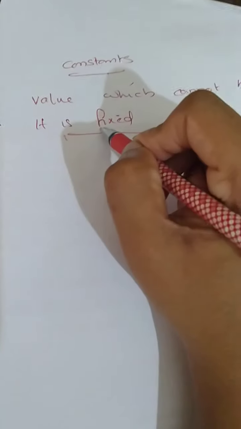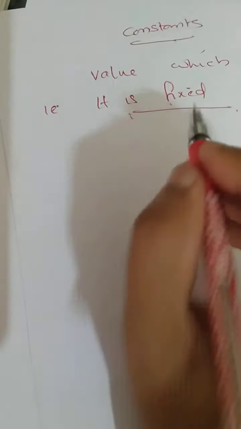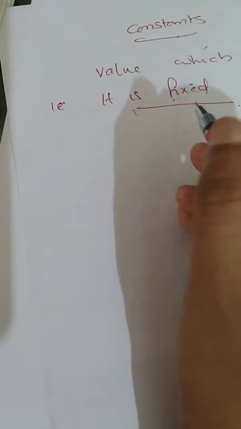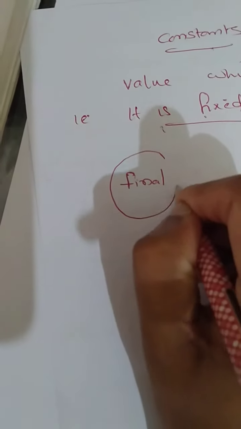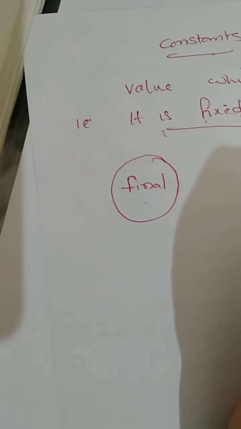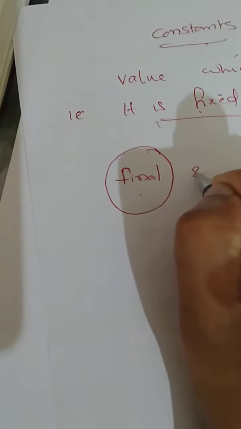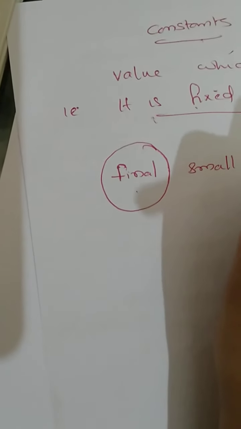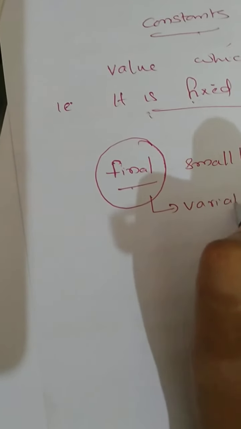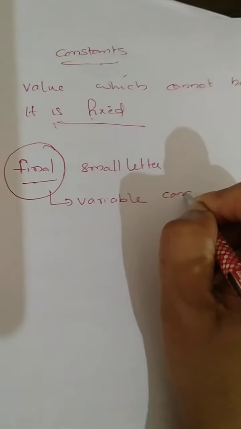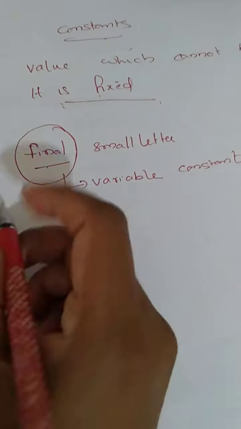How to make a variable constant? We are going to learn how to make a variable constant. We use a keyword known as final. Everything is in small letters. The keyword final makes a variable constant. The syntax is, first you have to write the keyword final, then data type, then variable name is equal to value, semicolon.